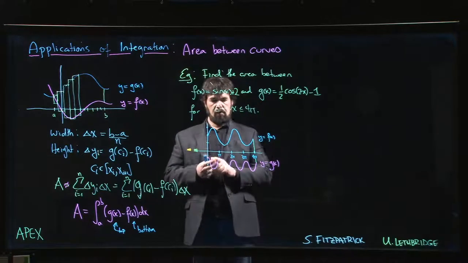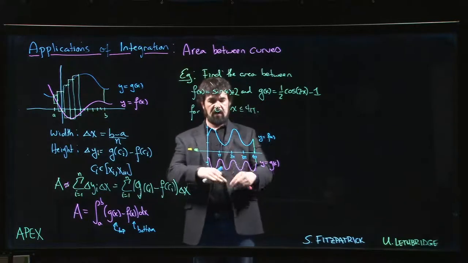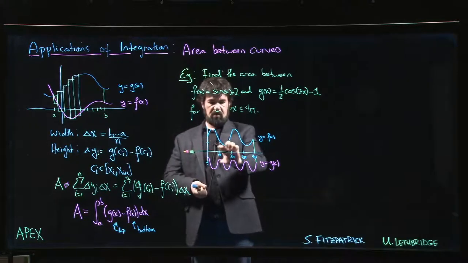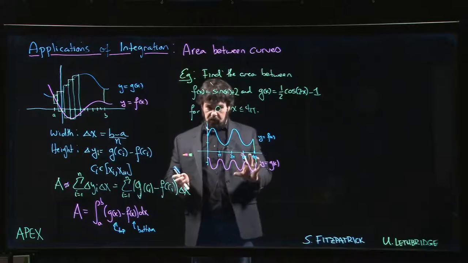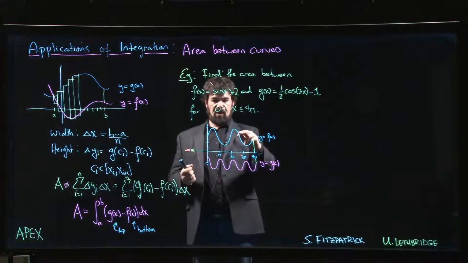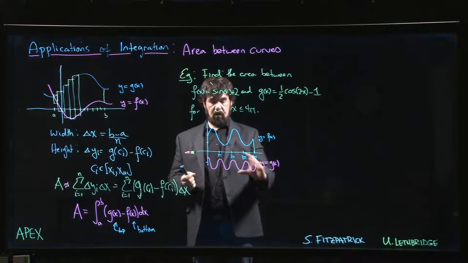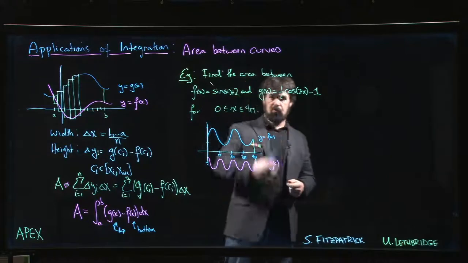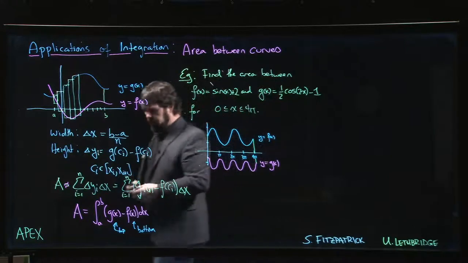Okay. Those curves stay separated, right? They don't come together at any point. They don't cross. They don't meet. So we've got this clear, well-defined area that's in between them. And there's no confusion as to which is the upper curve, which is the lower curve. And by the way, you should generally draw the picture so you can see, right? So if you can sketch the graphs, you should, right?